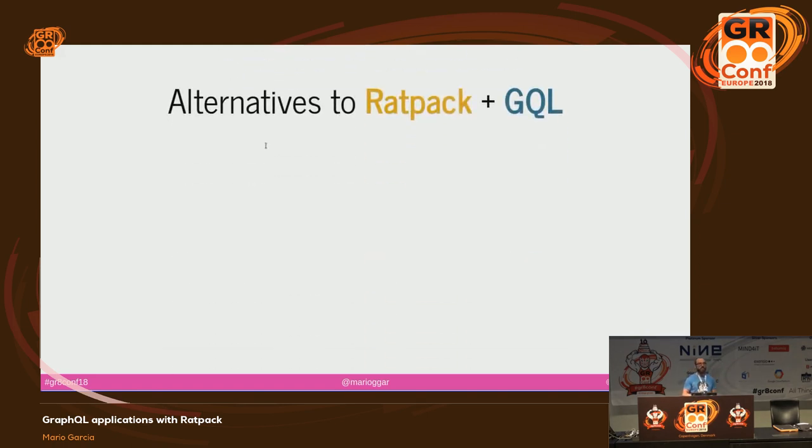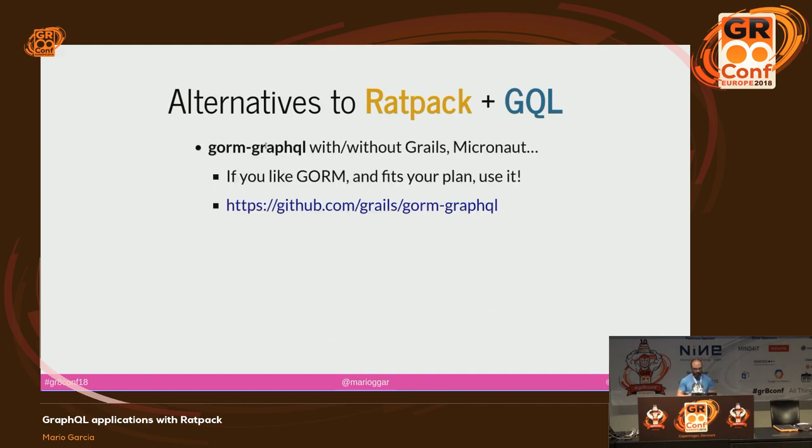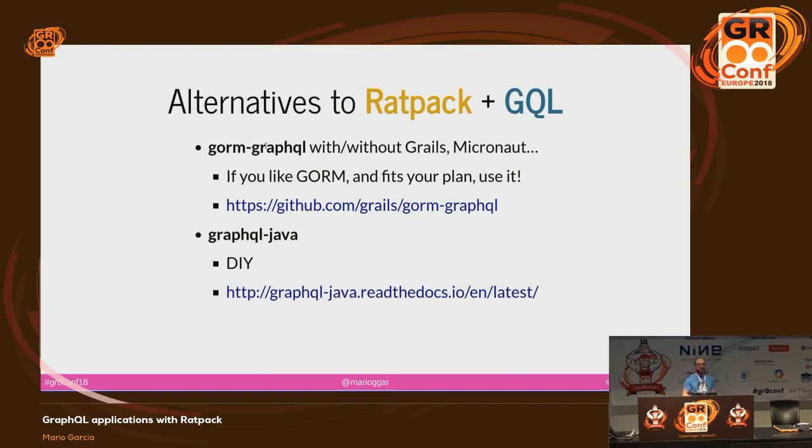Also, what are other alternatives to Ratpack and GQL? Well, you can use GORM GraphQL, with or without Grails, or maybe Micronaut. It is just a way of exposing given data stores using GORM and exposing them as a GraphQL schema. That is the link to it. Of course, you can use plain GraphQL Java, do it yourself. It's becoming easier to use because they are trying to make the API easier for any developer. So maybe GQL or GORM GraphQL doesn't fit your requirements, and you can use your own implementation.